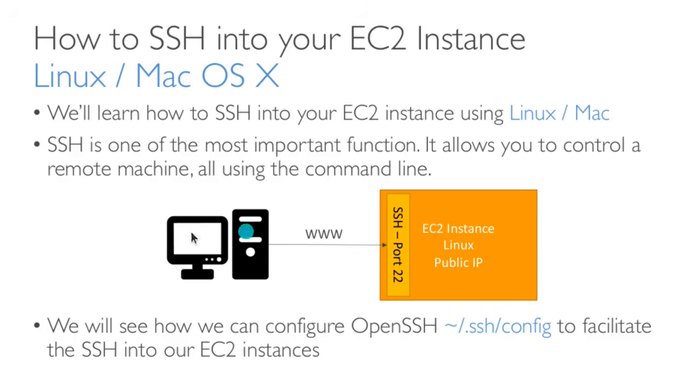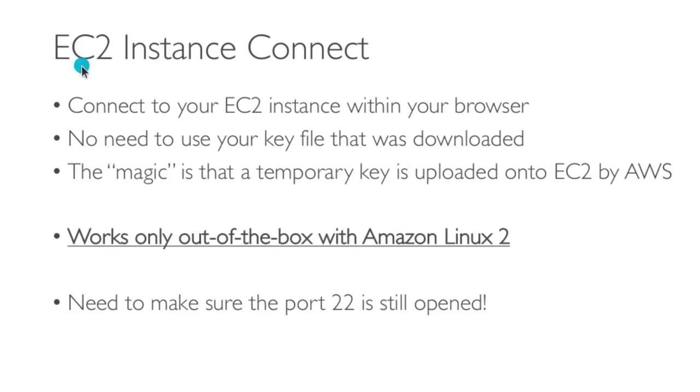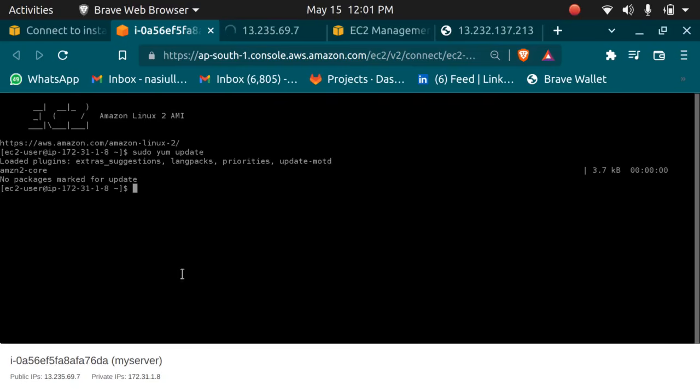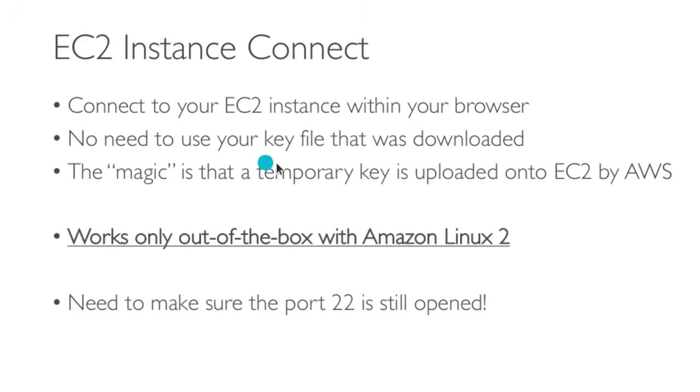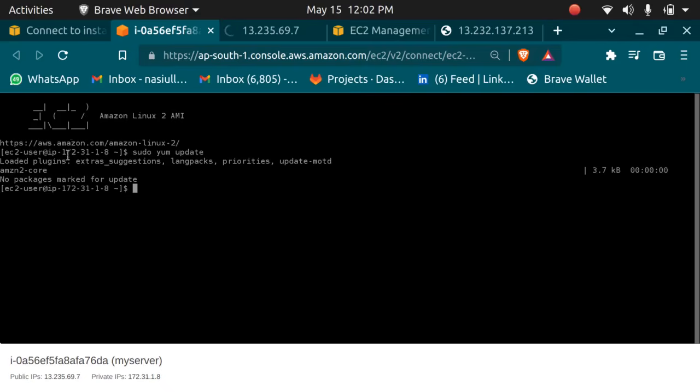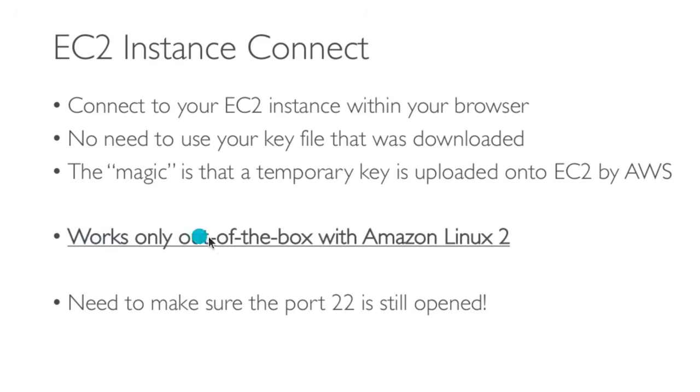So that's what is written here, how to SSH into your instance on Linux or Mac. You can also use EC2 Instance Connect to connect to your instance within your browser. No need to use your key. As you can see, I have not used any key because it is already loaded in Amazon. And the magic is that a temporary key is uploaded onto the EC2 instance by AWS. So the key is already there in the instance, and it works out of the box with Amazon Linux 2, but it also works with Ubuntu and not with other instances.